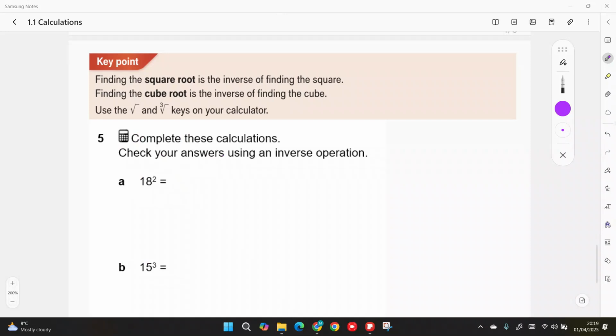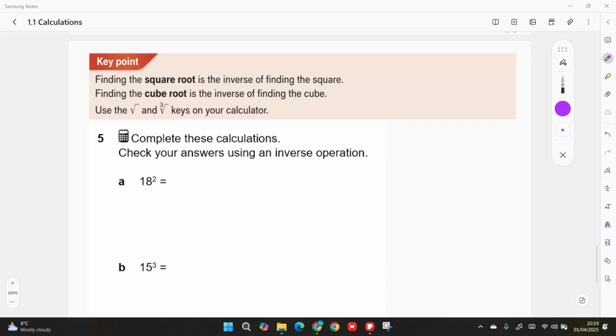The final example involves us looking at square roots, cube roots and squares. A square root is the inverse of finding the square. So something squared, the inverse is square root. Likewise, a cube root is the inverse of a cube. And there are two functions on a calculator that allow you to find square roots and cube roots. So this question says complete these calculations and check your answers using an inverse operation.